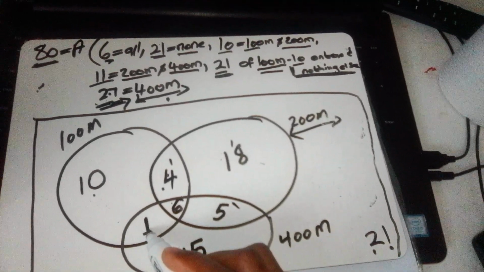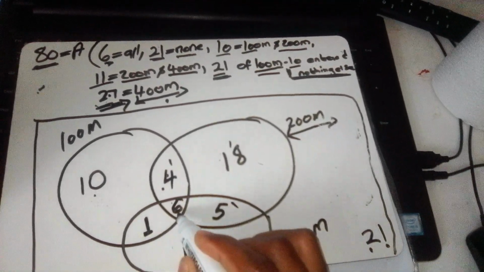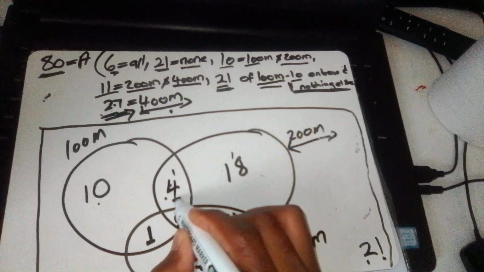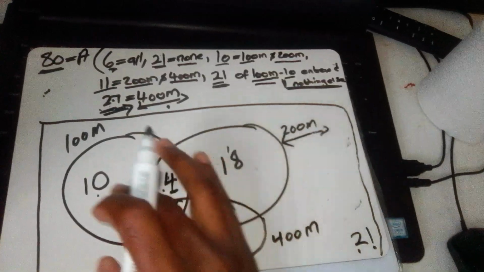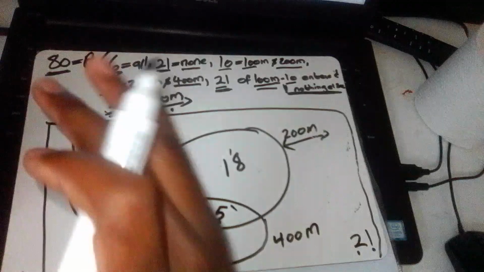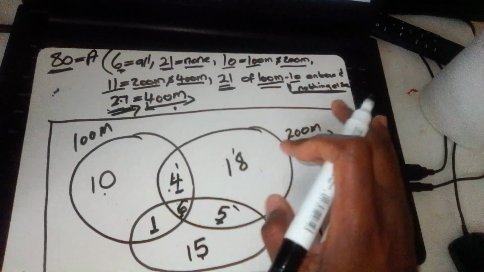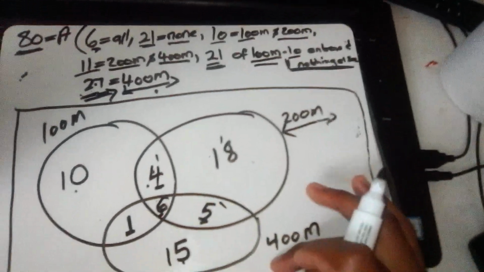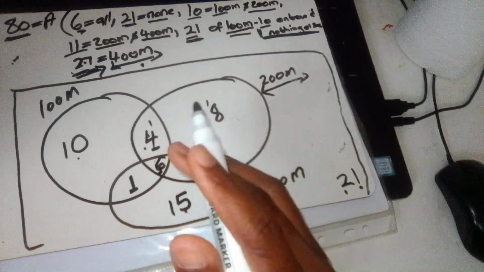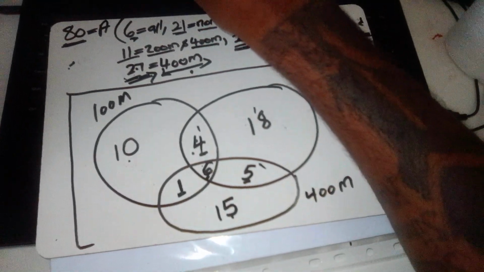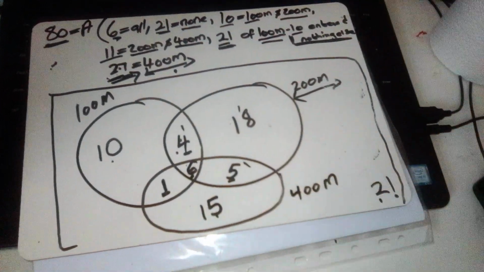So we have 1 here, it's 2 or more. We have 6, 2 or more. 5, 2 or more. 4, 2 or more, because this one entered the 100-meter only. This one, 18, is 200 meters only, and 15 is 400 meters only. So we need those who entered at least 2 of the sprint events. So it's 2 or more.